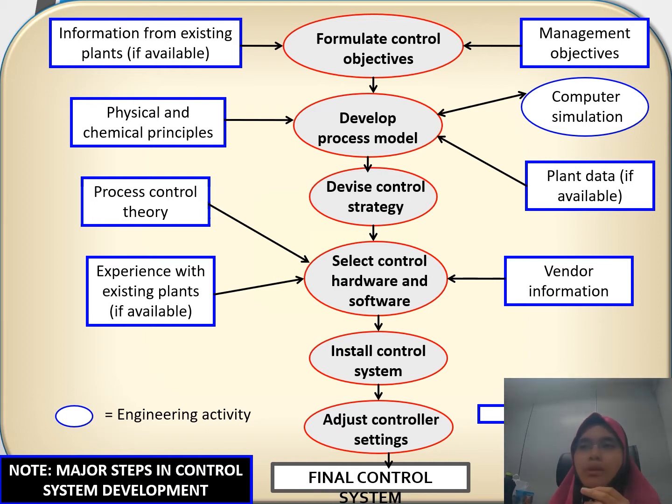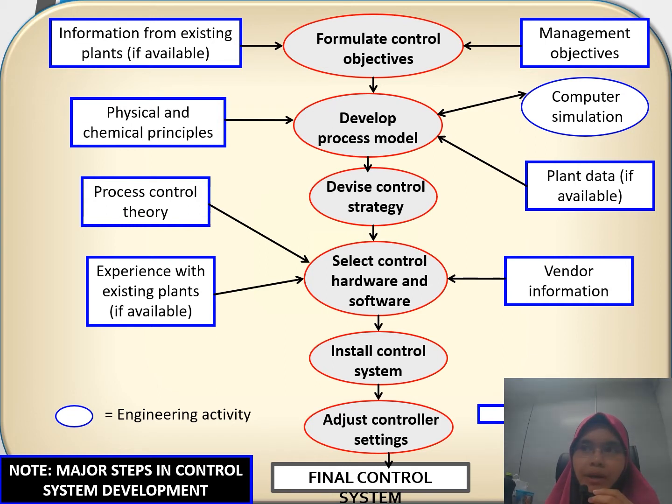Okay, so at your level, at task 1, you have to formulate your control objective. Your control objective, for example, to maintain the temperature at 300 degrees C. Okay, why? You have to explain why 300 degrees C. Put it in your report. You are at the first step, which is formulate a control objective. Just formulate the control objective.